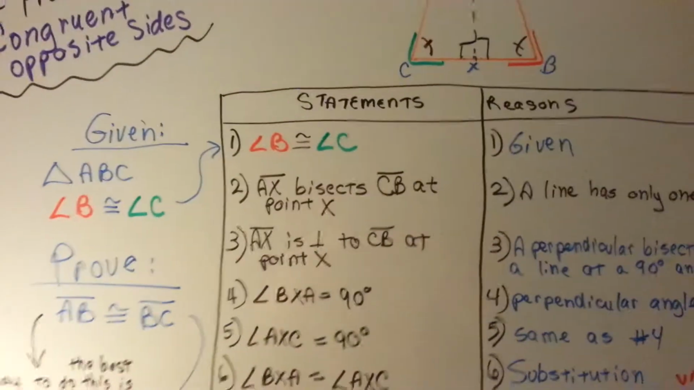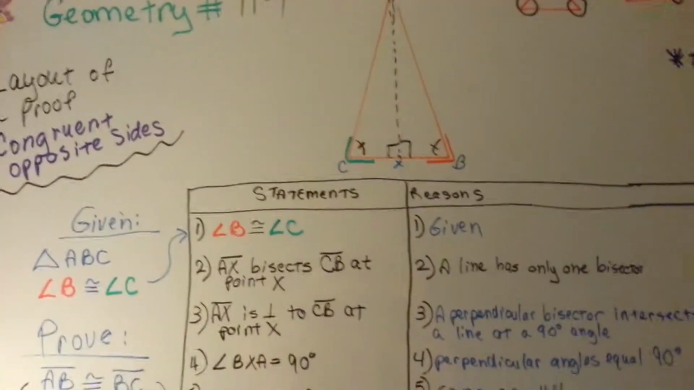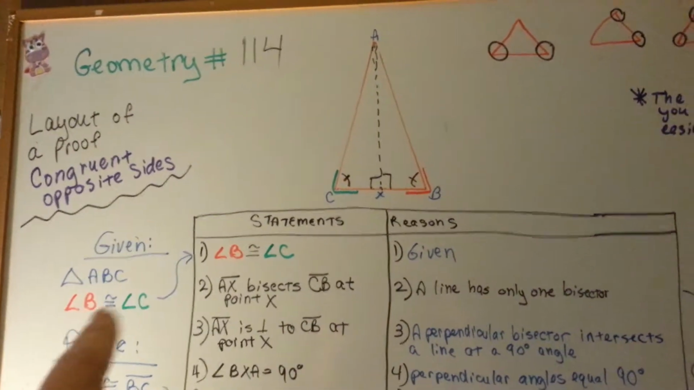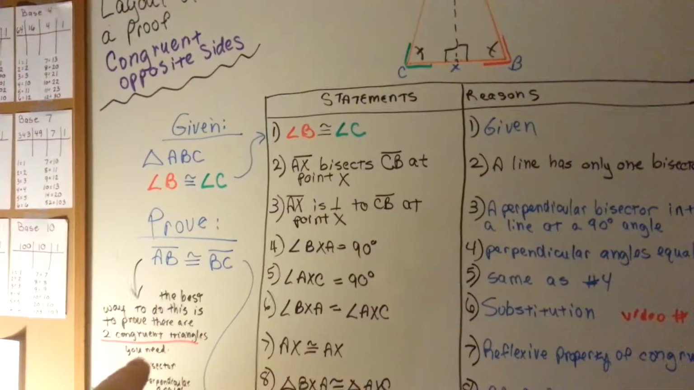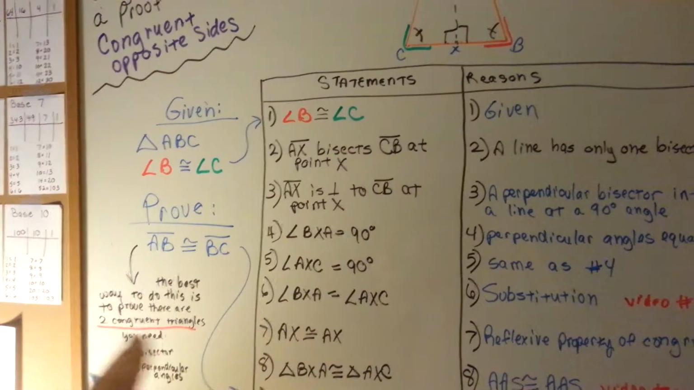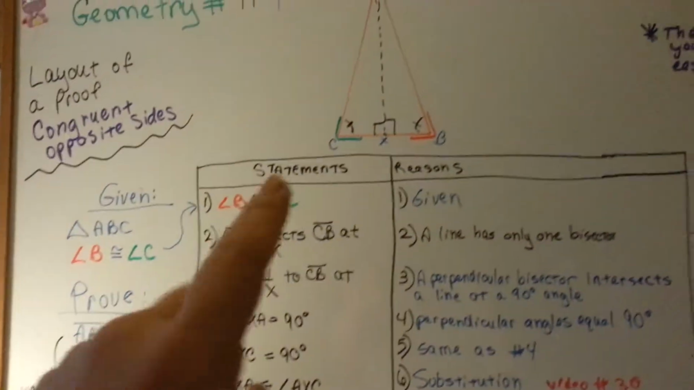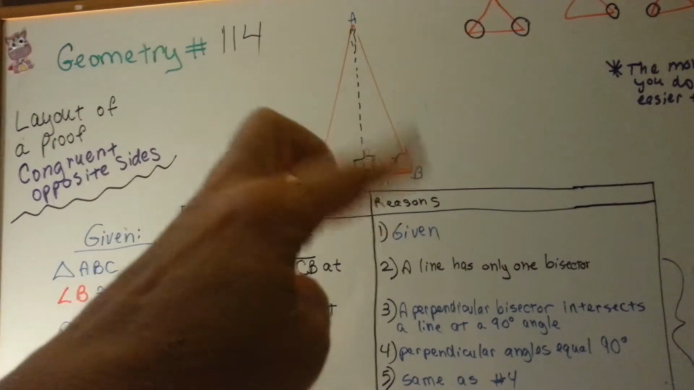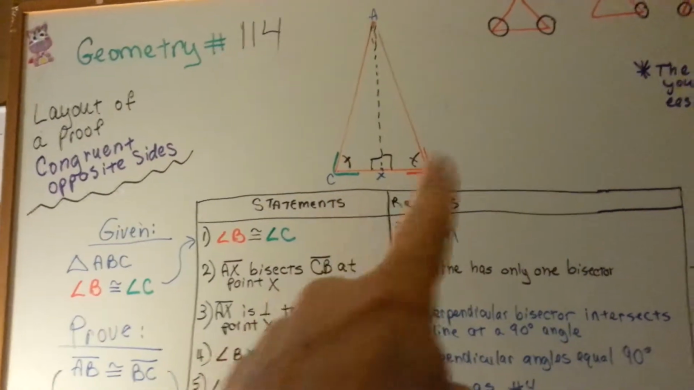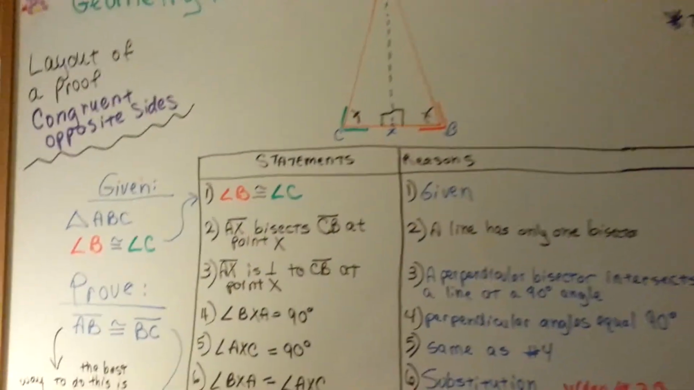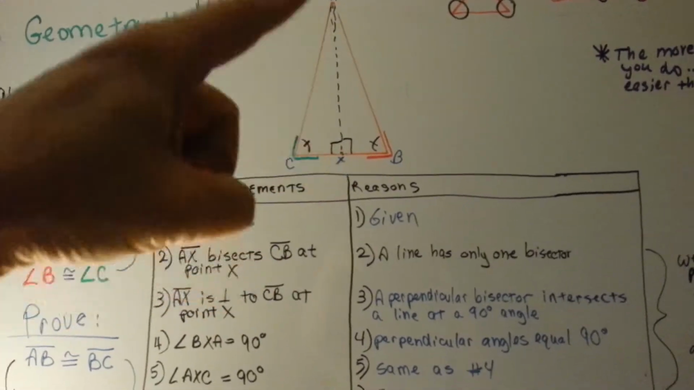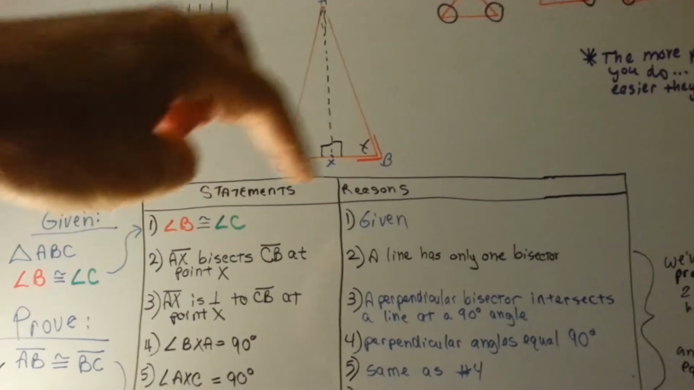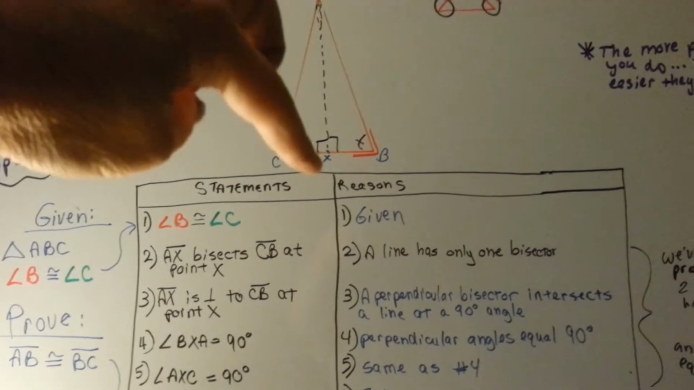We have our given, all right? So we put that B and C are congruent and that it's given. And remember, what we're trying to do is we're going to try to prove that there's two congruent triangles so that we could prove that this line is equal to this line, okay? So, we have our given. And then we say that AX, from here to here, bisects CB at point X.